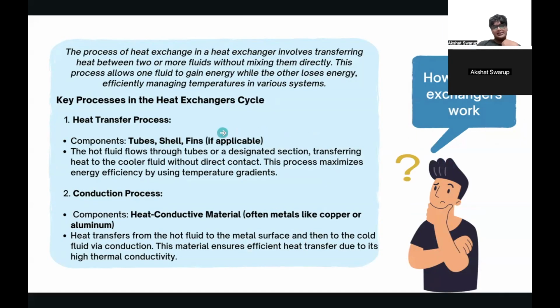The process of a heat exchanger is basically transferring of heat between two fluids without actually mixing them. So the first main process is the heat transfer process, which takes place in a designated section, transferring heat to the cooler fluid without direct contact. One of the processes involved is the conduction process. Like if two pipes are in contact with each other, heat transfer from the hotter fluid to the cooler fluid takes place through conduction in the material.